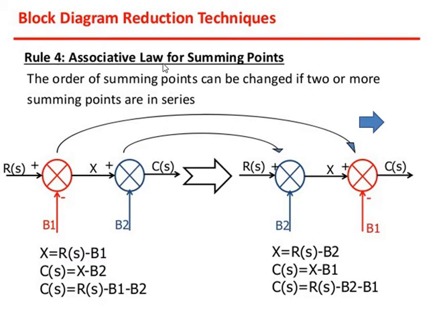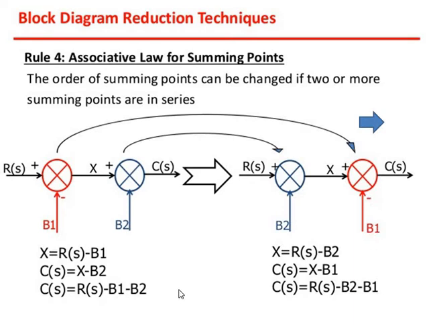Rule 4, associative law of summing point. The order of summing points can be changed if two or more summing points are in series. So here we consider an example. Here there are two summing points, B1 summing point is red and another one is blue. We can interchange these two summing points if there is no block or signal taken from between the two summing points. So these two summing points are connected in series, so we can interchange. If we interchange these two summing points, B1 becomes B2 and B2 becomes B1.